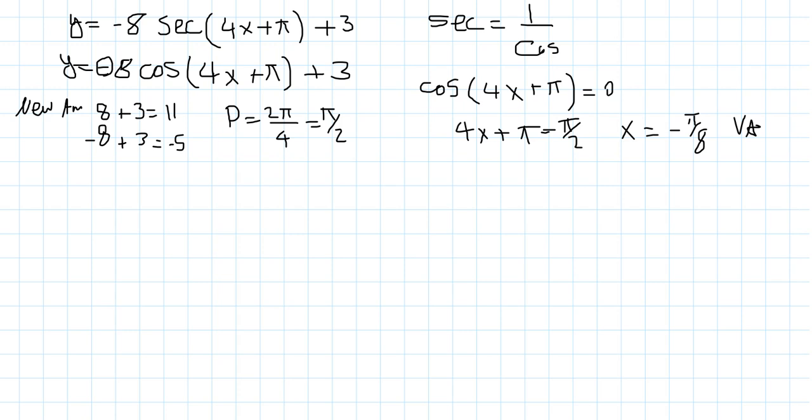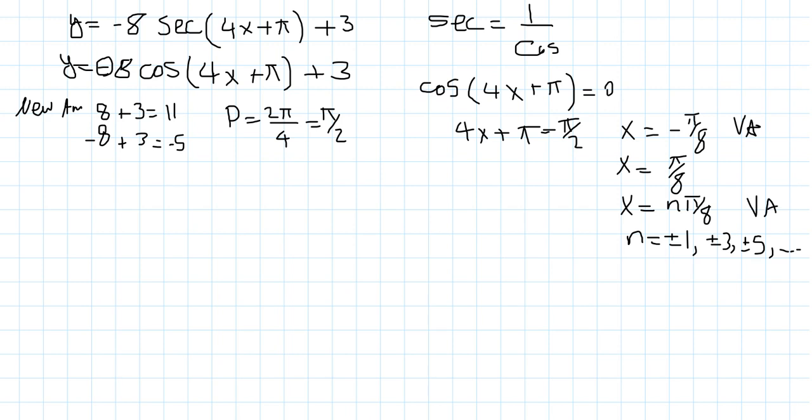Now on x equals minus pi over 8, another point is x equals pi over 8, x equals n pi over 8. These are my vertical asymptotes. So n is positive and negative 1, positive and negative 3, and positive and negative 5, and so on. These are my vertical asymptotes.